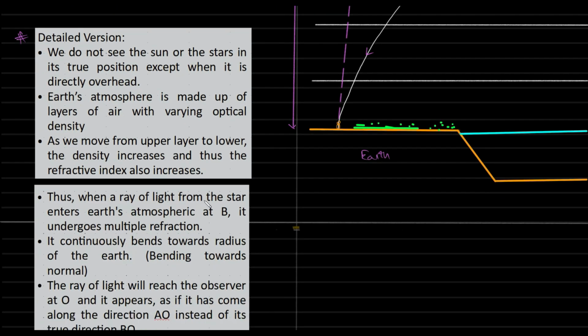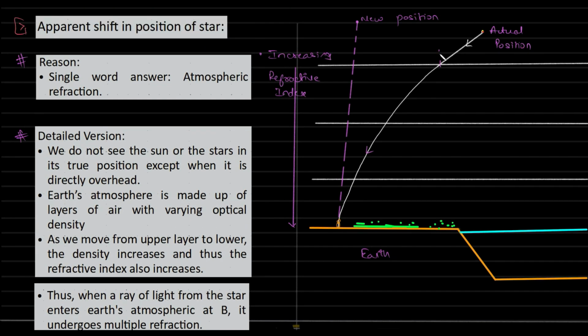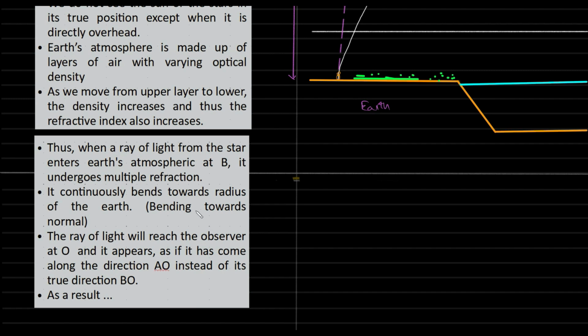As we move from upper layer to the lower, the density increases and thus the refractive index also increases. Thus, when a ray of light from the star enters Earth's atmosphere at B, it undergoes multiple refraction. It continuously bends towards the radius of the Earth, that is, bent towards the normal. That is the case for pretty much everything, right? Every point, this happens. The ray of light will reach the observer's eye O, and it appears as if it has come along the direction AO.